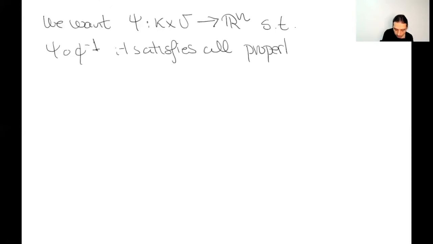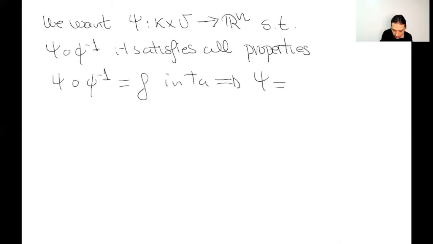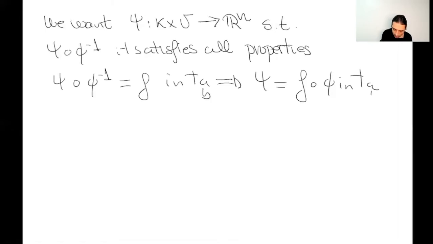That's our goal. In particular, it has to be equal to f in TA and TB, at least in the neighborhood of A and B in TA and TB respectively. Very good, but that implies we have in this way that psi is this composition. And the same thing happens when we consider here B.